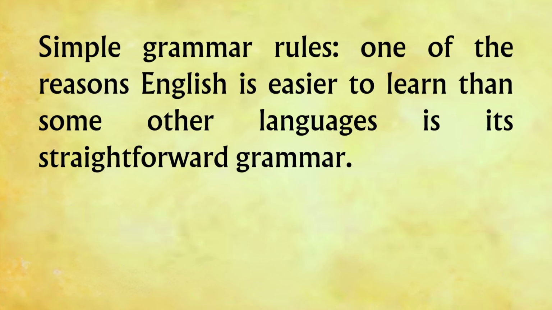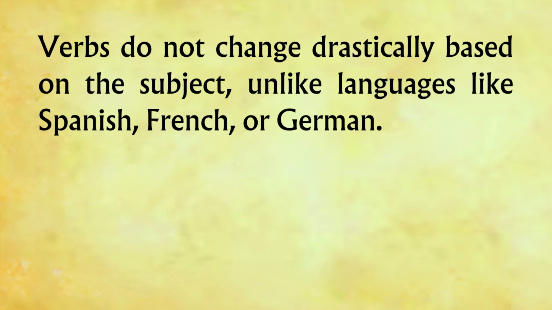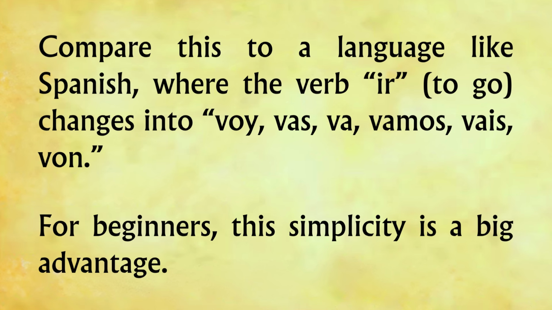Simple grammar rules. One of the reasons English is easier to learn than some other languages is its straightforward grammar. While there are exceptions to the rules, as in any language, the basics are relatively simple. Verb conjugation is minimal in English. Verbs do not change drastically based on the subject, unlike languages like Spanish, French, or German. For example, I go, you go, we go, they go. Only the third person singular, he, she, or it, changes slightly: he goes. Compare this to a language like Spanish, where the verb ir, to go, changes into voy, vas, va, vamos, vais, van. For beginners, this simplicity is a big advantage.